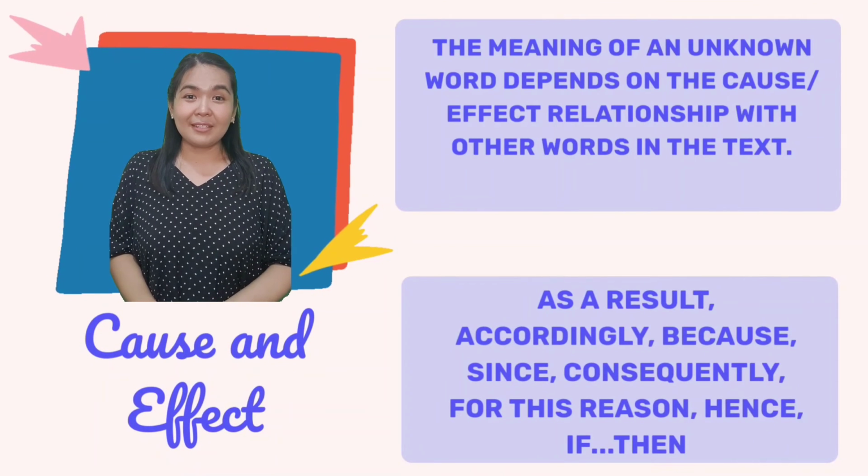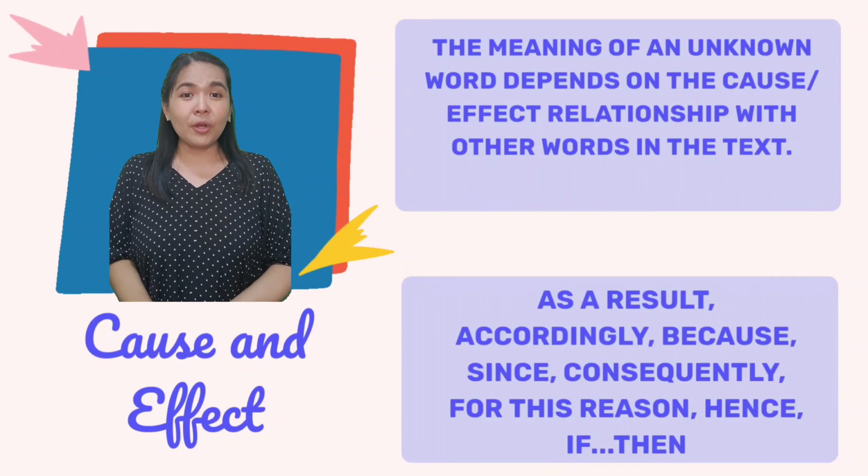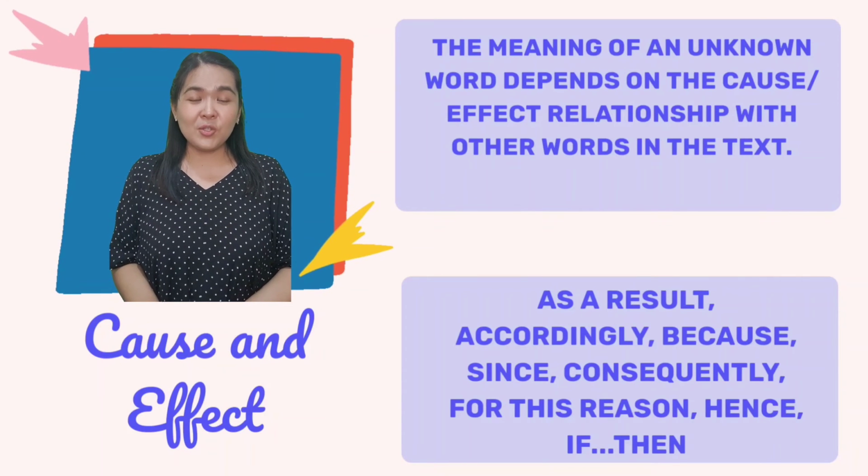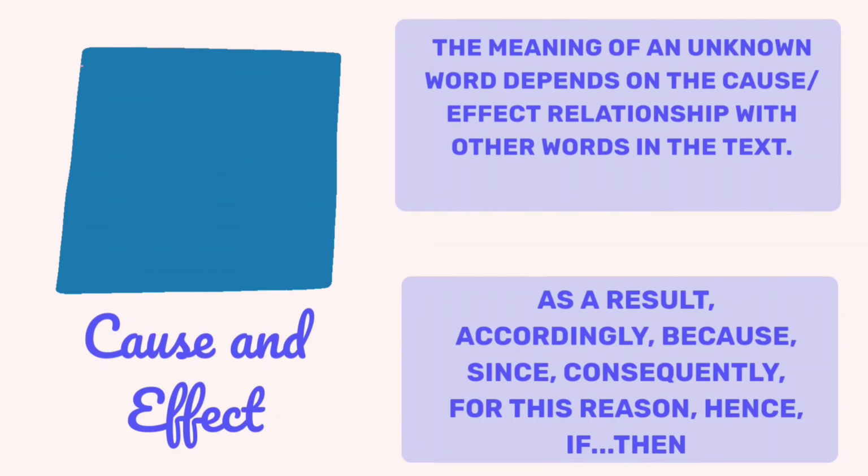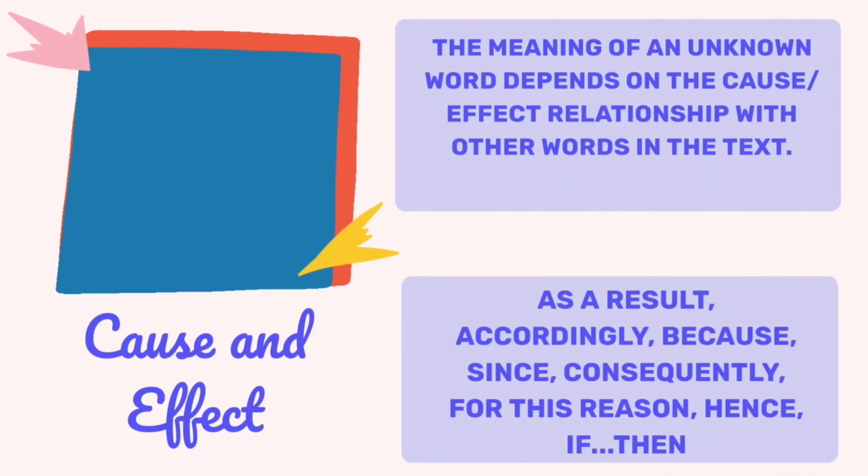Cause and effect. The meaning of an unknown word depends on the cause and effect relationship with other words in the text. The signal words are as a result, accordingly, because, since, consequently, for this reason, hence, and if then.